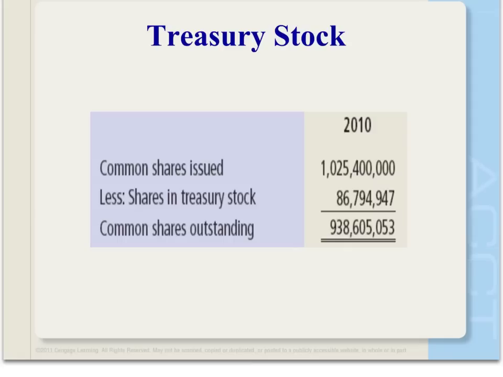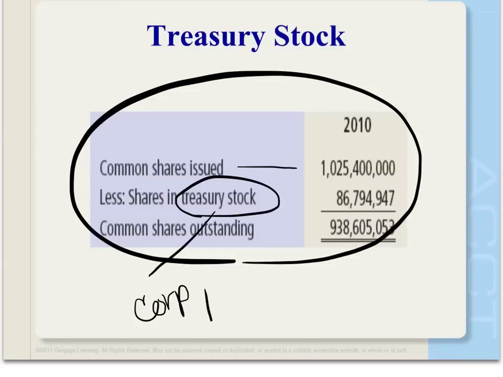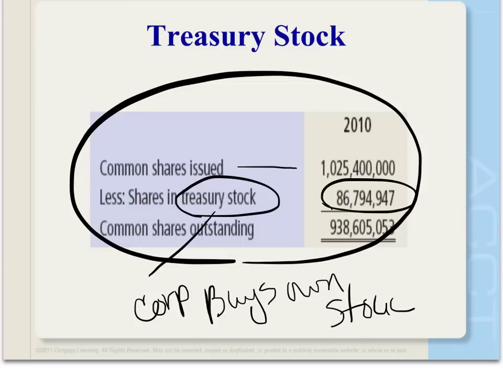And last but not least, we show you how we would report treasury stock, which we'll talk about later in the chapter. This is the stock that is issued. Treasury stock is when a corporation buys back its own stock. It is deducted from the shares issued, because if the corporation owns it back in its treasury, then it is not outstanding. Outstanding is what is owned by the shareholders outside of the corporation.